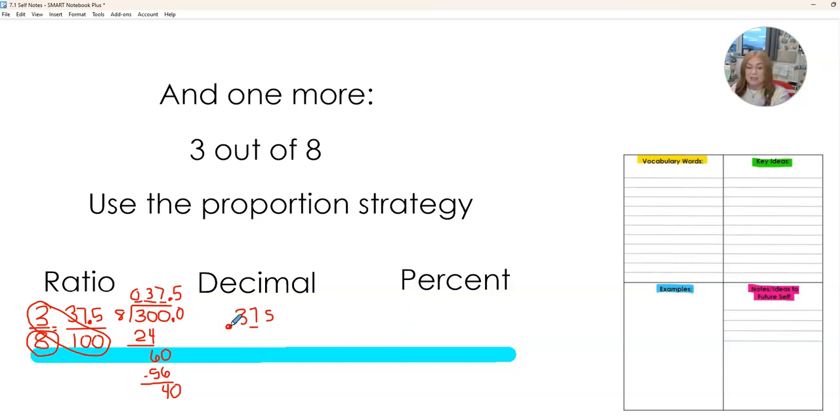Now to go back to the percent, I move it back 2 places, because there are 2 zeros in 100. So the decimal goes forward 2 places, and the percent goes back to what it was as the ratio, 37.5%. So make sure you get that percent sign there. So you have 37.5 out of 100, 375 thousandths, and then we have 37.5%.